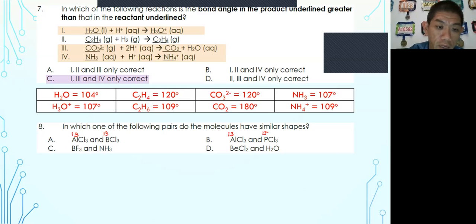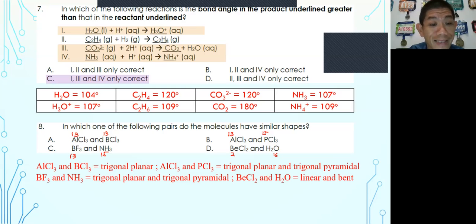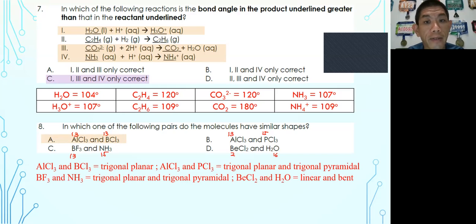So BF3 and NH3, similarly, this is group 13 and group 15. While BeCl2 is group 2, H2O is group 16. So it's expected to be different. So this is how we can easily tell whether they are expected to have the same shape or not. So the best answer in here is A. Okay, so here is the technique of how you easily tell whether they have the same bonding angle and shape or not.